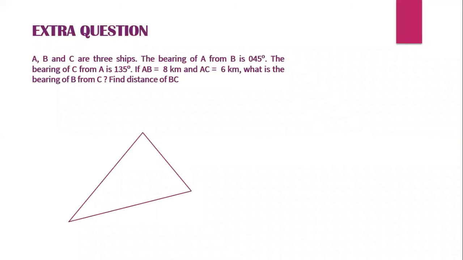Okay, students, look at the diagram here. 45 degrees, 135 degrees, 8 kilometer, 6 kilometer, and 90 degrees. This one is point B, this one point A, and this one point C. The question is, what is the bearing of B from C? And find the distance of BC.